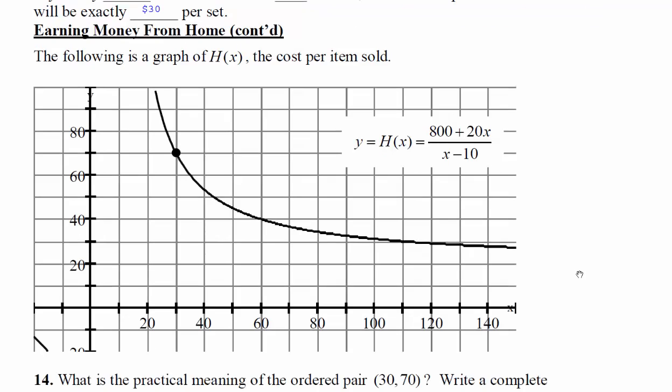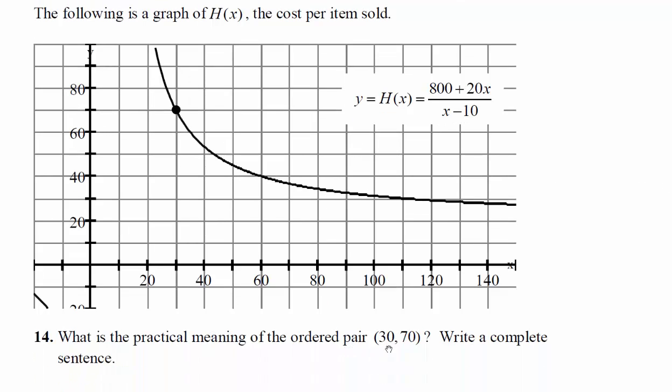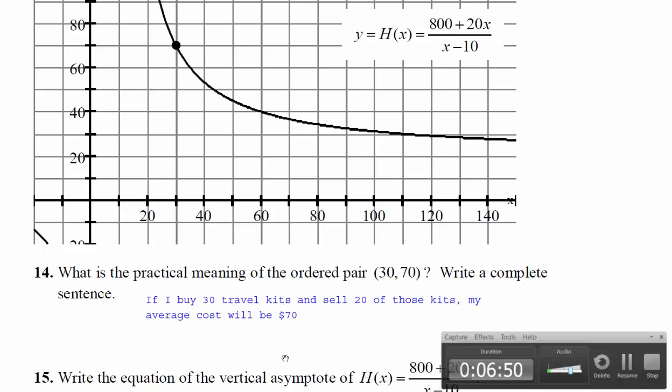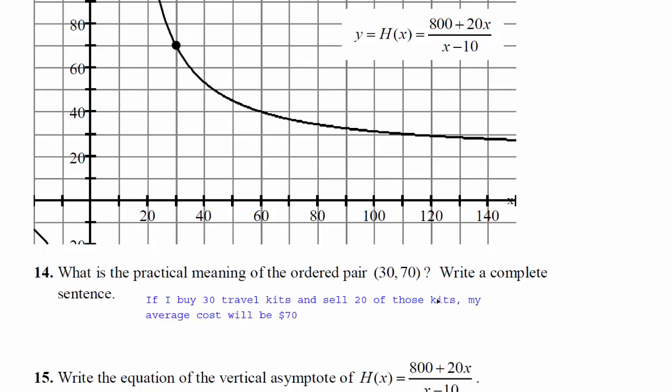Let's take a look at the graph. Right, so they've graphed y equals 800 plus 20x over x minus 10, and this is what the graph looks like. And they ask, what's the practical meaning of the ordered pair 30, 70? Write a complete sentence. So remember, this is 30, the number of items, and this represents the average cost. So 30, 70 means if I buy 30 items, I give away 10, I sell 20, my average cost will be $70. Right, so if I buy 30 kits and I sell 20 of those kits, my average cost will be $70.